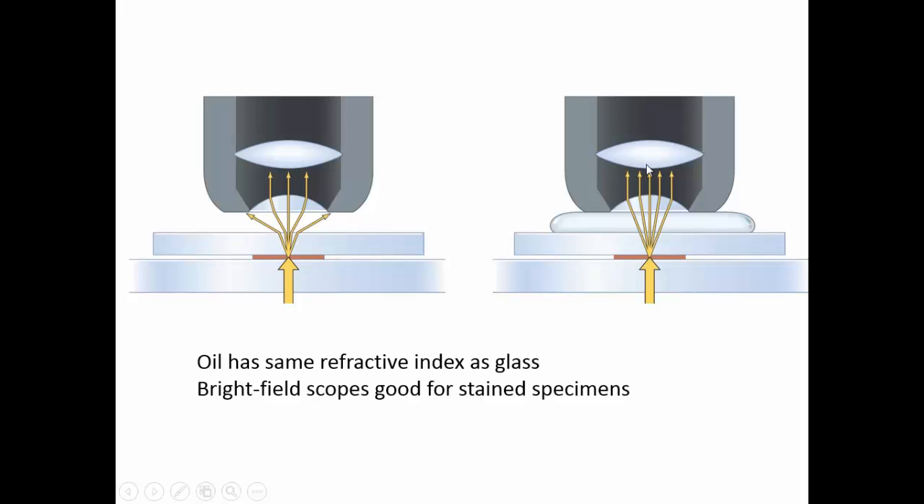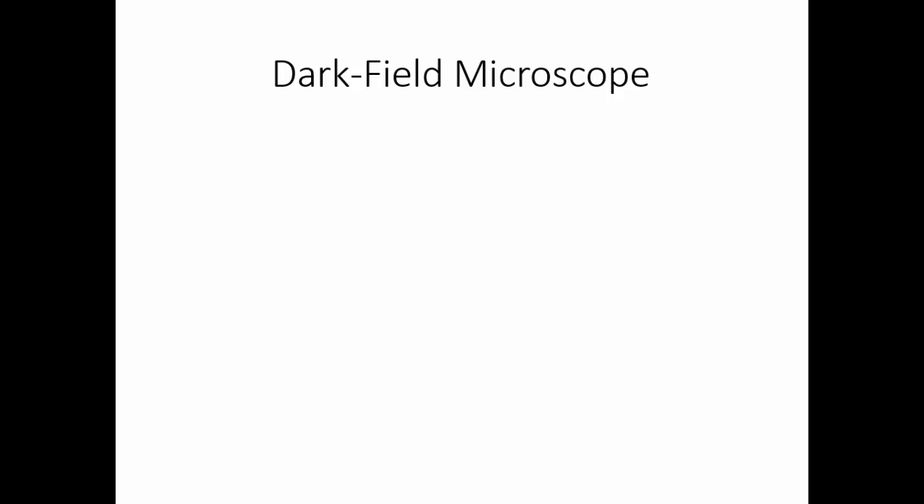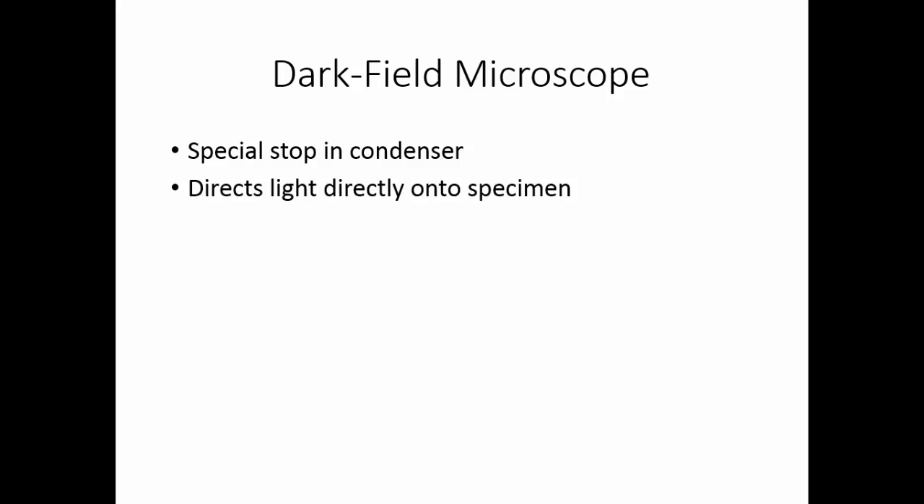Bright field scopes are very good for examining stained specimens. However, they can be used to look at unstained living specimens as well. The dark field microscope has a special stop in the condenser. What this does is it directs the light directly onto the specimen. It sort of puts the specimen in a spotlight. The field appears dark, but the object on the field is lit up.